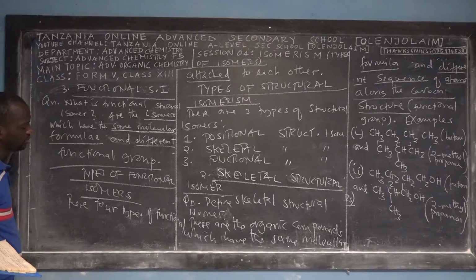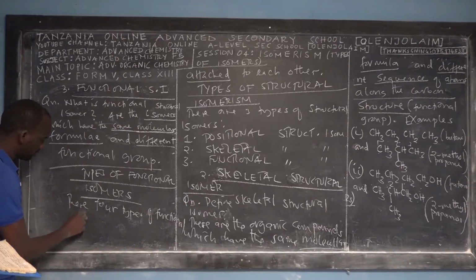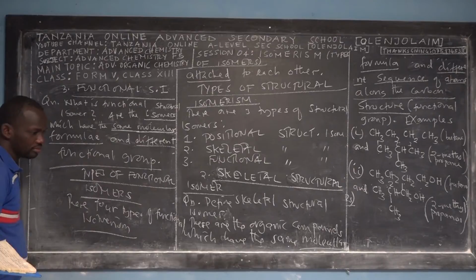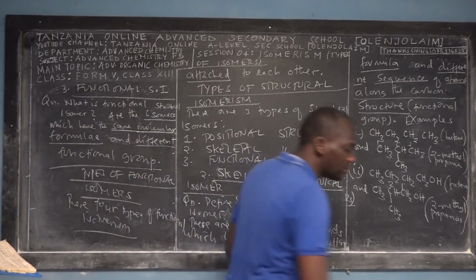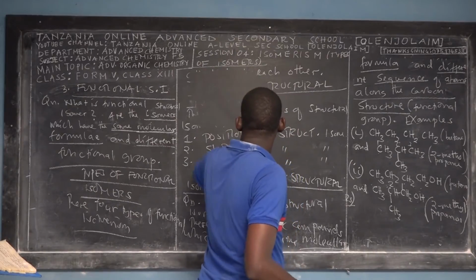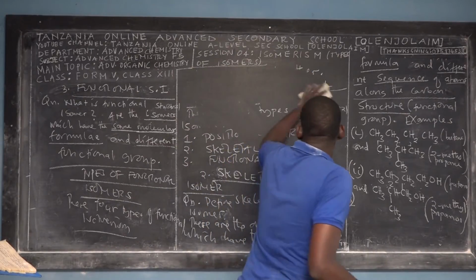Four types of functional isomerism. Every type, when I present it to you, I will give its example. If you're joining me right now, you're warmly welcome.